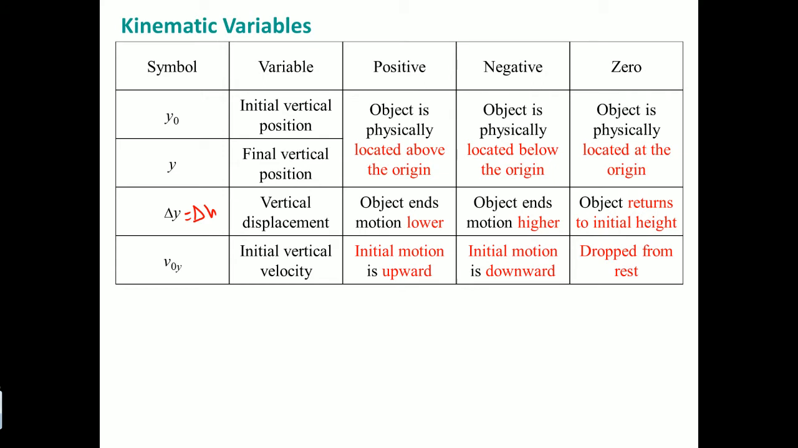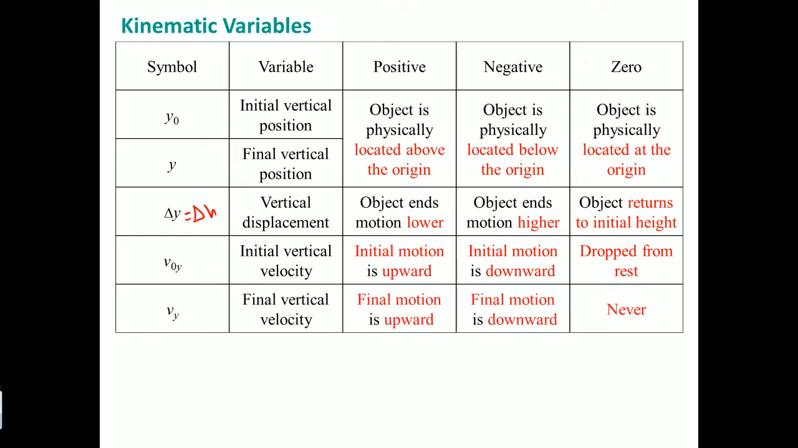You might see v naught y, which is your initial vertical velocity. If it's positive, it's going up. If it's negative, it's going down. And if it's 0, it's dropped from rest. V, the velocity in the y direction, is your final velocity in the y direction. If it's positive, it goes up. Negative goes down. If it's 0, which you're never going to get.